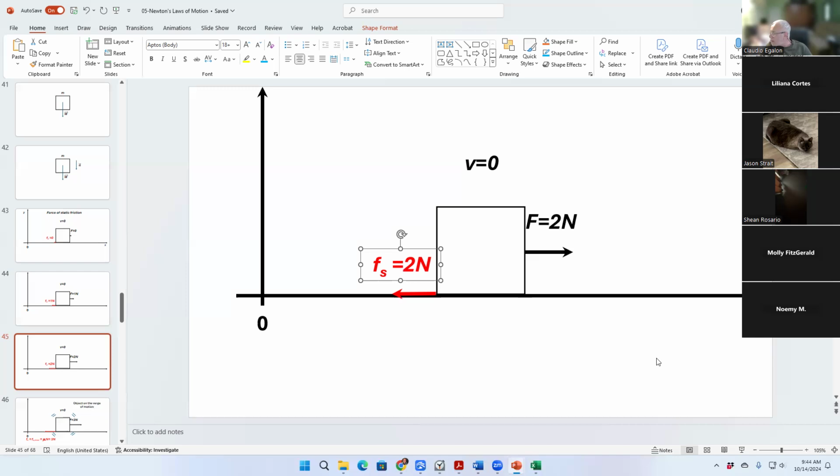Let's see. Molly is asking, does the acceleration always go in the same direction as the net force? Yes. Don't forget, the acceleration always goes in the same direction as the net force, right? Not a single force, but the summation of all the forces. Always. That's what this law means, right?